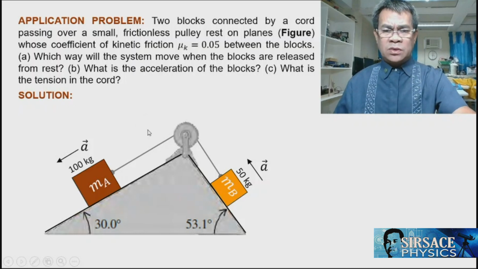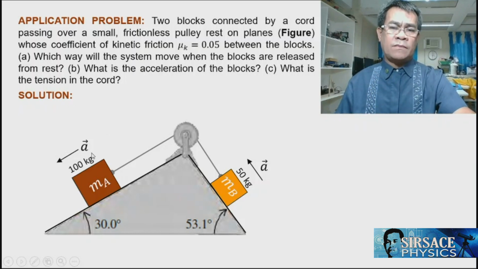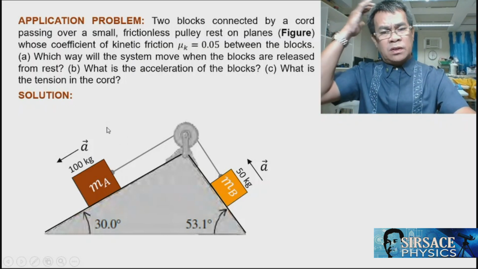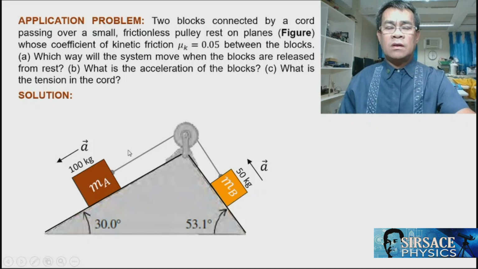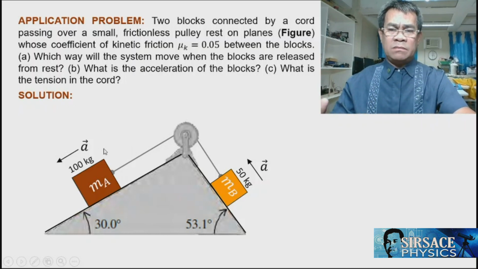So we will assume first that the system will move down the plane, or towards the right. Now what will be our action after calculating A? This is what happens: if A is positive, then our assumption is correct.